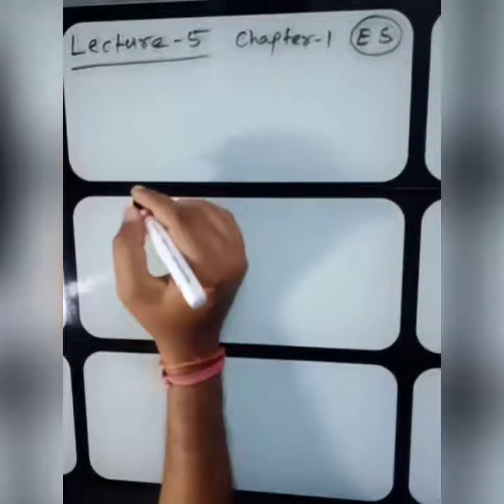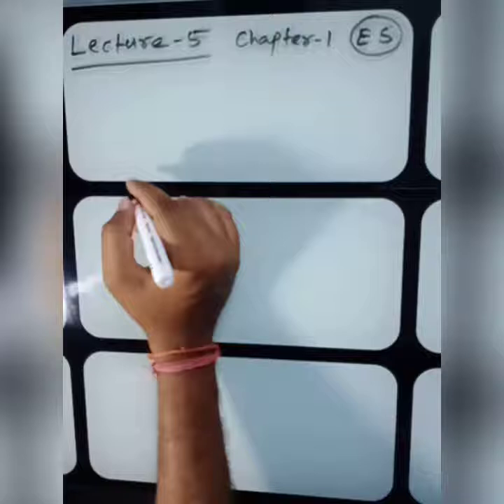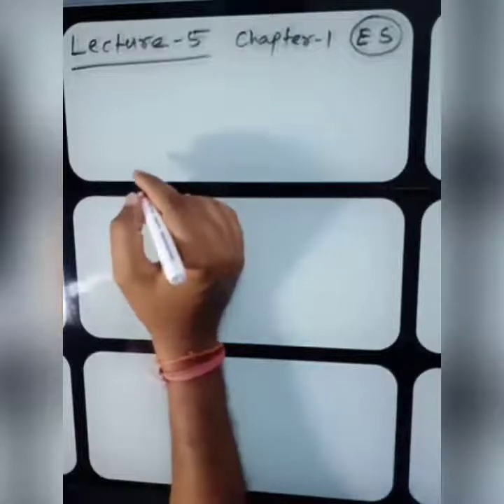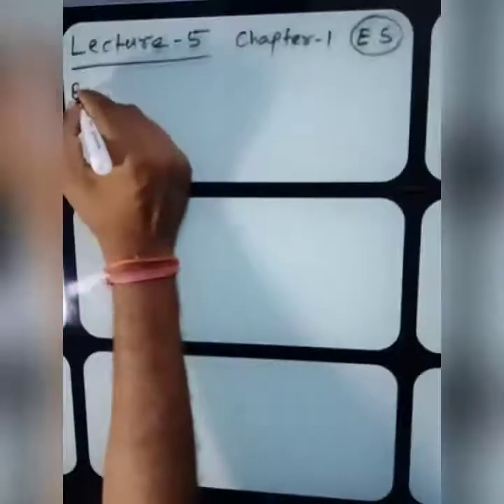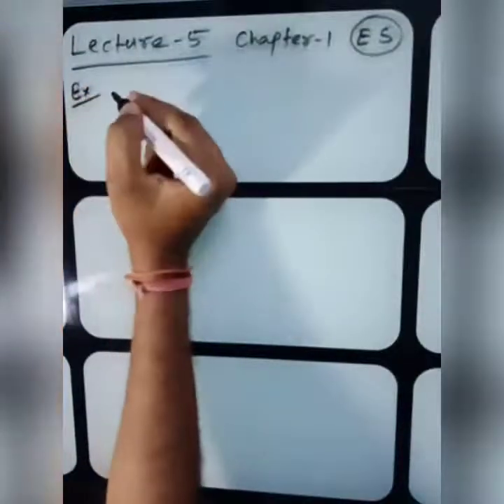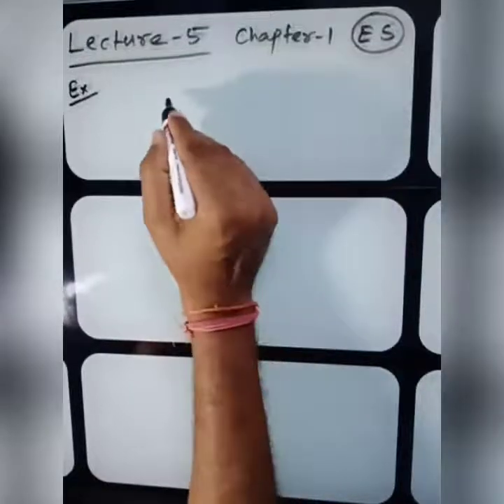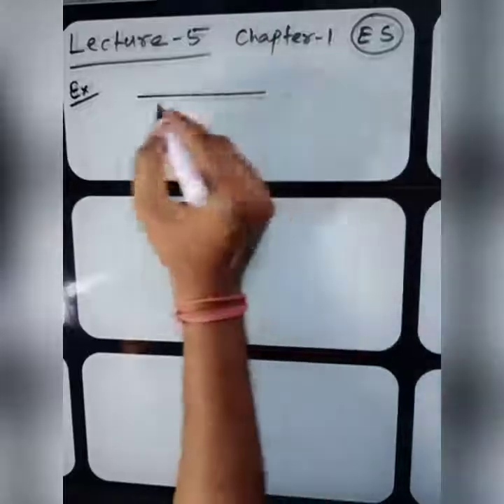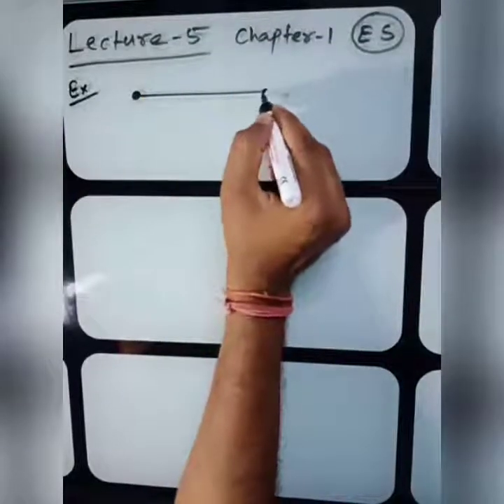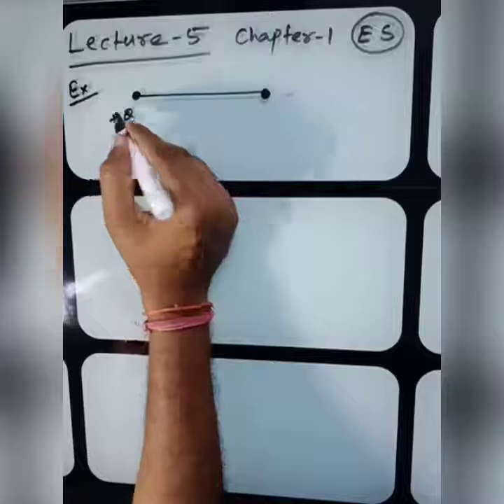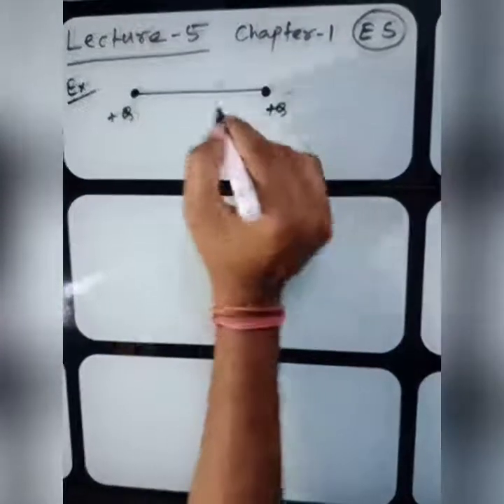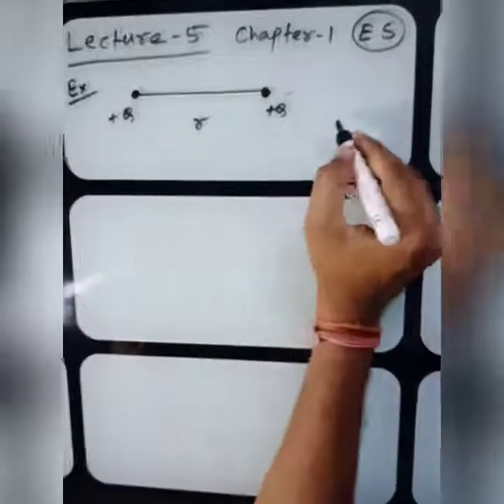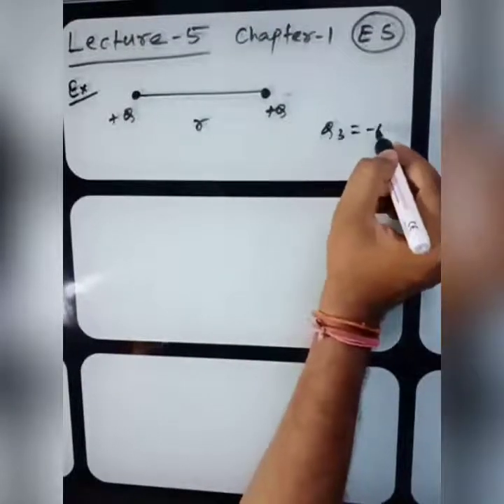which are important for the board as well as competition. So here is the first example. Suppose, students, we are having two charges, plus q and plus q, and the separation is r. I'm having another charge q3 as minus q.